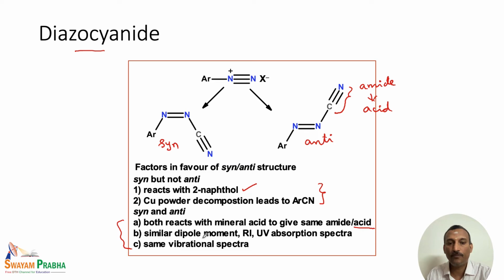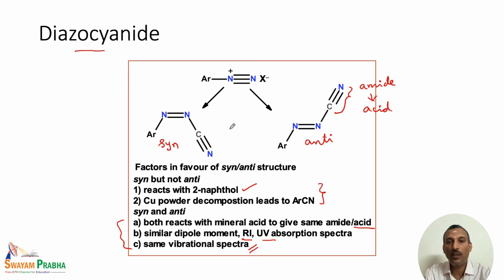And then looking at the dipole moment, refractive index, and UV absorption spectra, all these things point to the fact that there are two types of isomers, that means syn and anti are present because of the extension of conjugation, and they also have the same vibrational spectra. So these are all the evidences which prove that the compound is present in the syn and anti forms.